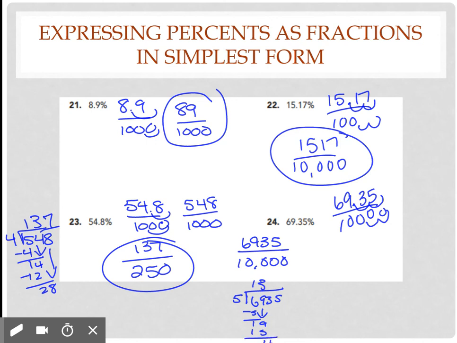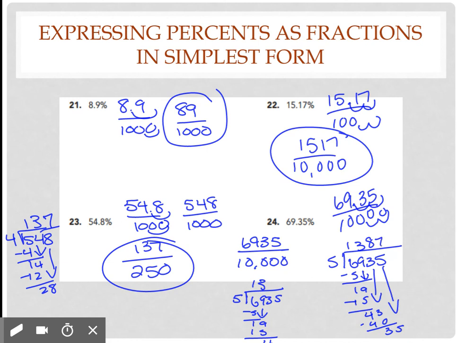I ran out of room. So right now I have 6,935. My apologies. Okay, so this is where I left off. I'm bringing my 3 down. That goes in here. All right, so I would have 1,387 as my numerator, and 10,000 then divided by 5 is 2,000. So that should have been your final answer.